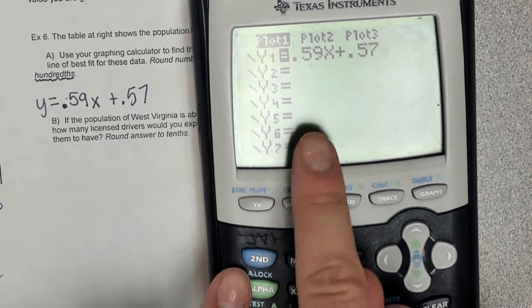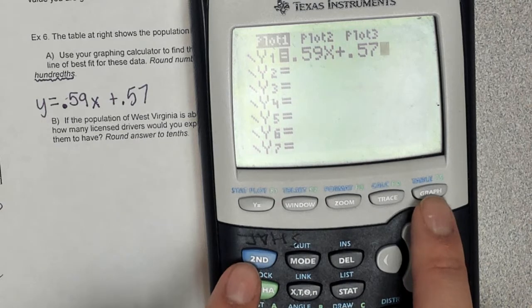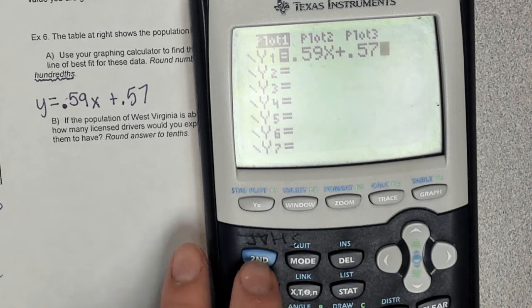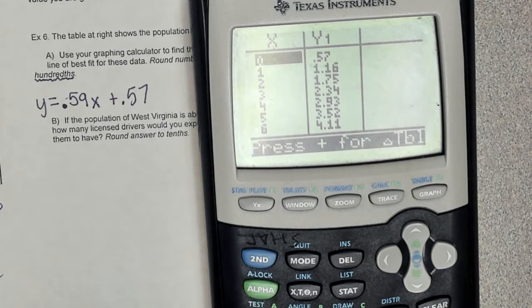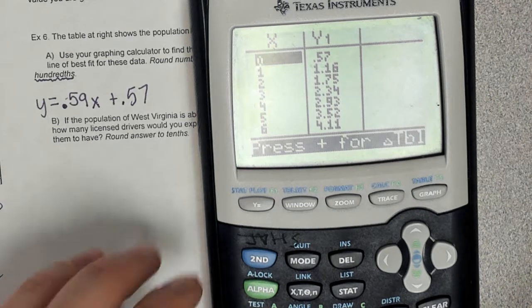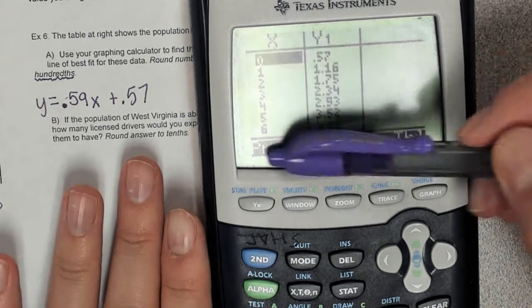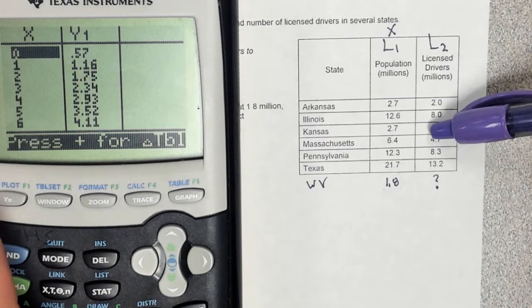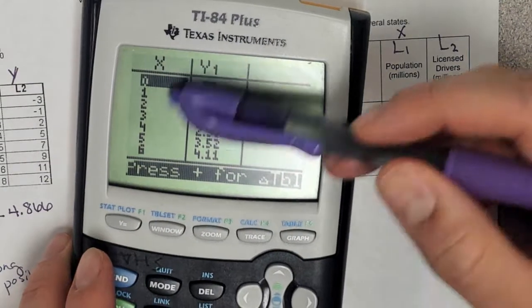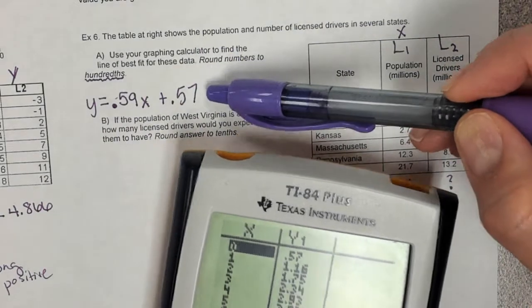And then from here, let's go to our table. Everyone know how to get to the table? You go second graph to get there. Second graph. We all there? Okay. So I want to make this clear. You are not looking at the table we typed in. That's not what we're looking at right now. We are looking at a table of x's and y's for this equation.